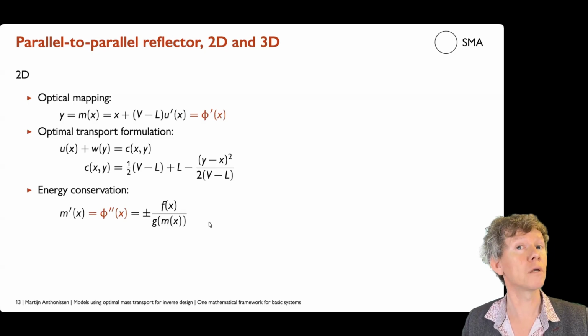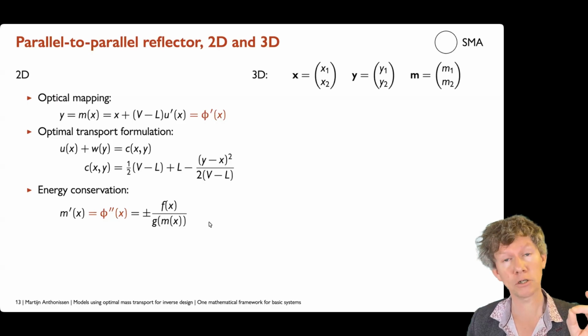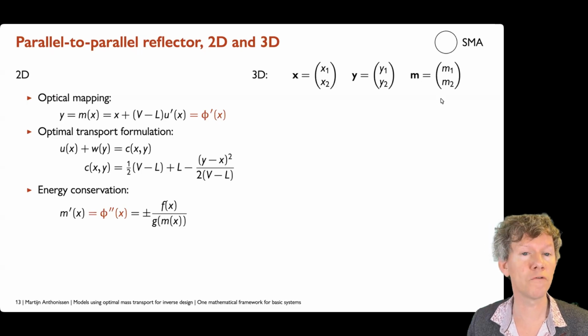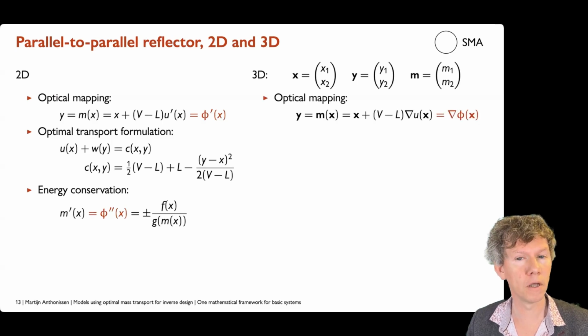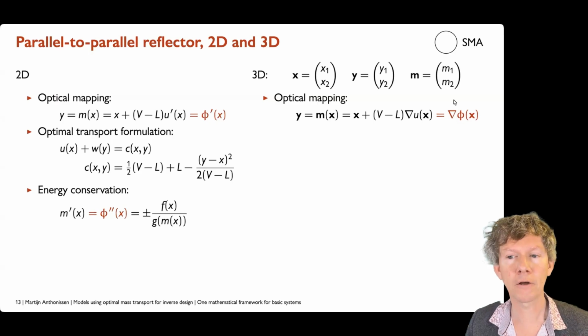Now, if I go to 3D, which is of course the interesting case, then my x coordinates will have two components. Similarly, my y in the target also has two components, and my optical mapping has two components, also m1 and m2, two functions. If you would do the derivation of the model, you would find an optical mapping that is very similar. So it's x plus v minus L. Here I had a first derivative. Here I get the gradient of u. So two first derivatives. And then I can also write that as the gradient of some function phi.